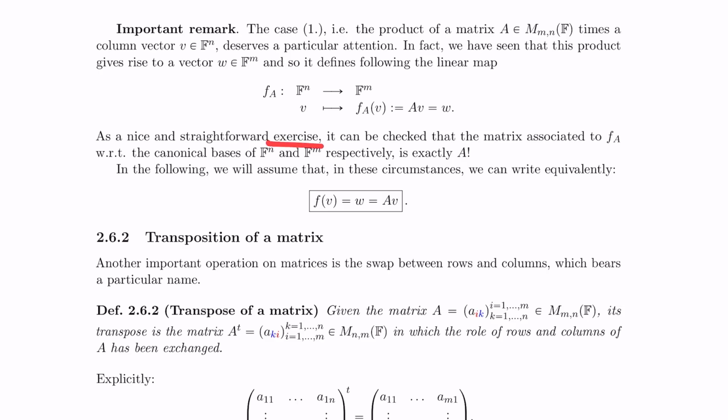As a nice exercise, I strongly invite you to check that the matrix associated to the map Fa with respect to the canonical basis of Fn and Fm is exactly the matrix A. This is something that we will use very often in the following. In fact, if we have a linear map F applied to a column vector V, instead of writing this, we will write the matrix product A times V, where A, of course, is the matrix associated to F.